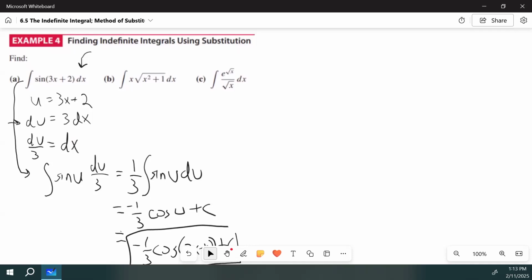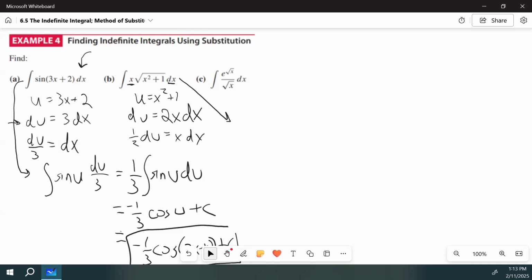Now, in the second one, you have x multiplying the composite function square root of x squared plus 1. So here, we're going to let u equal the inside stuff, x squared plus 1. du is equal to 2x dx. And notice you have an x dx here, but not a 2. We can adjust for the constant by multiplying both sides by 1/2. So 1/2 du equals x dx.